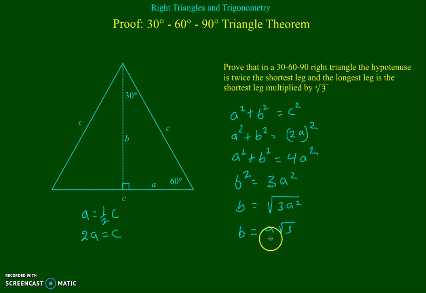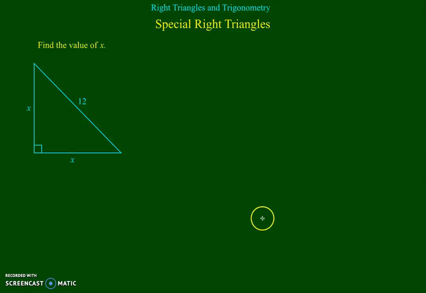And there's your proof. So now let's move on to some examples. In our first example, we notice that we have a triangle and it only has one side given. Now clearly we can't use the Pythagorean theorem because we only have one side. So this is a requirement. We're going to need to use these special right triangle relationships.